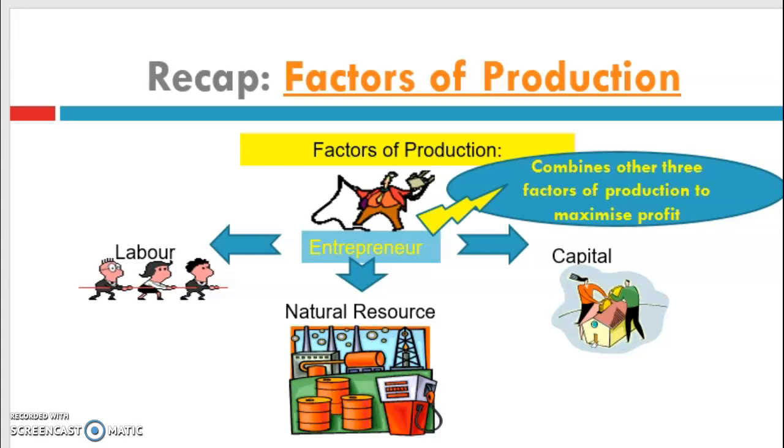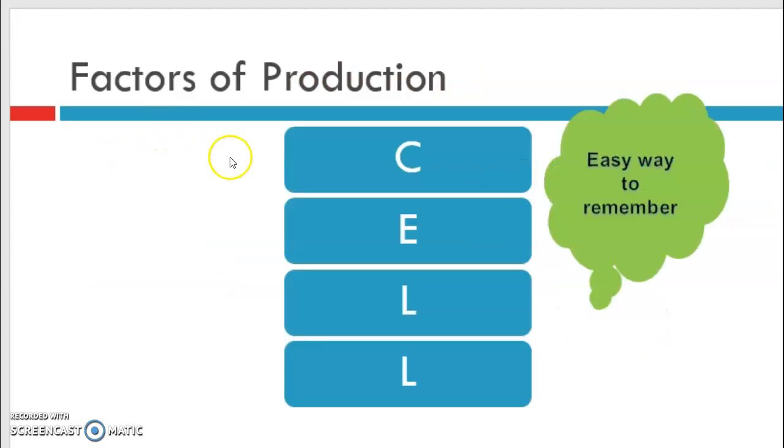The way I always like to remember factors of production is to use an acronym called CEL. C for capital, E for entrepreneurship, L for land, which is our natural resources, and the other L for labor. So it's very important that at the basis of production, we remember our 4 factors of production.